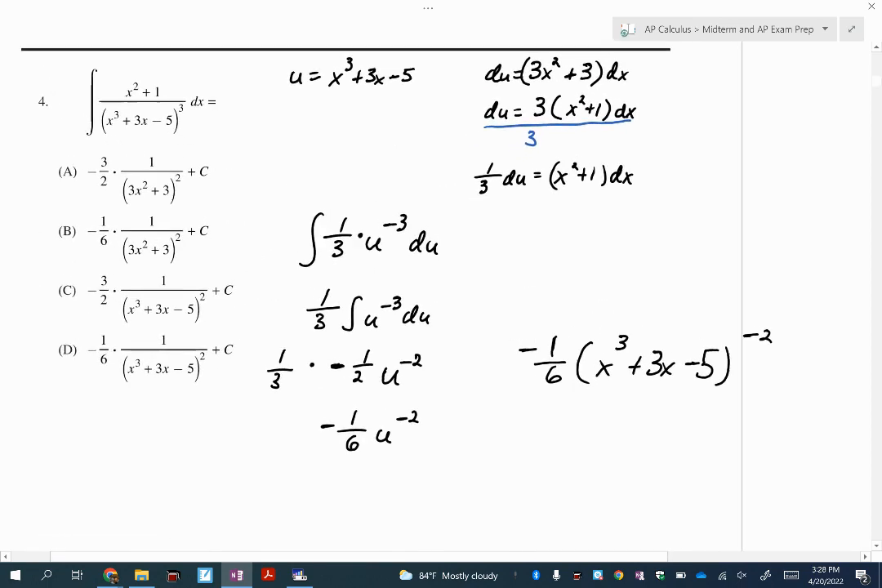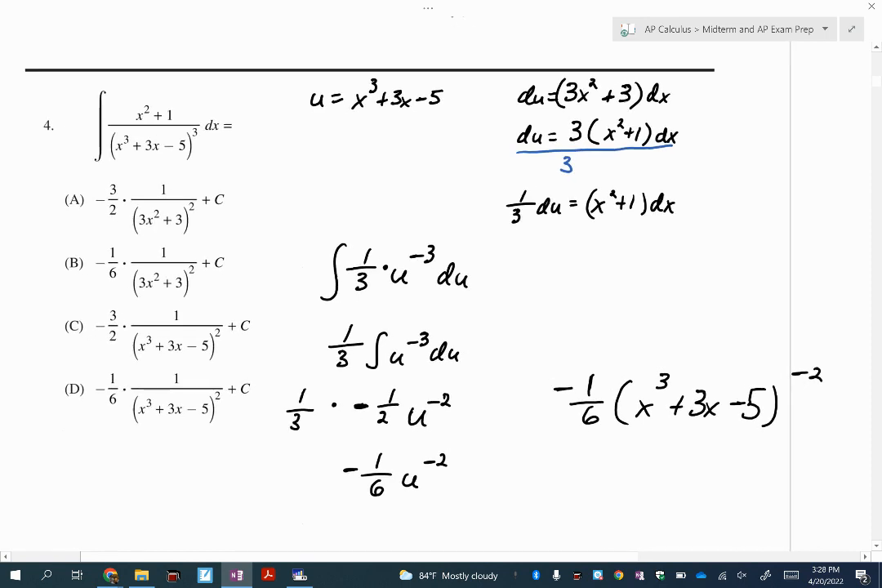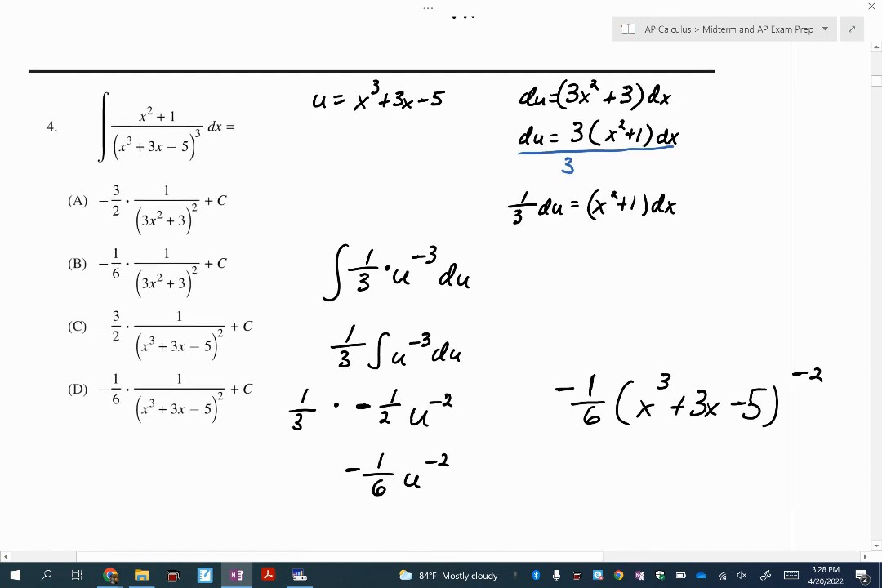Okay. I can keep going if you like, but I think we can probably see the answer at this point. It's either B or D, because I see the negative 1/6. But notice, what do I need as my u? I need that whole thing, all three terms. So it's D. Well done. So we've done 4 problems.